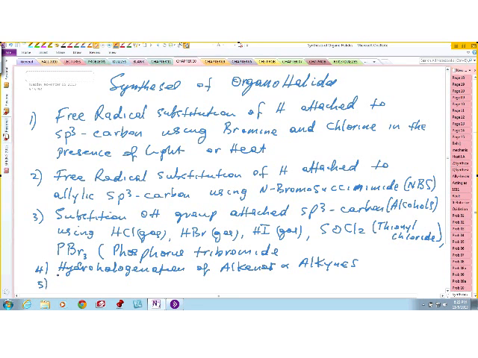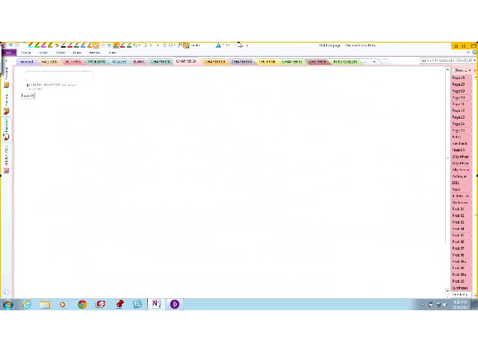Number 5, halogenation of alkenes and alkynes. Methods number 1, 2, and 3, those are the methods we are going to discuss now. So 4 and 5 we've already done in earlier chapters. Okay, so let us start with 1.